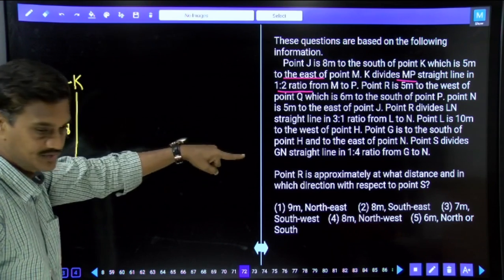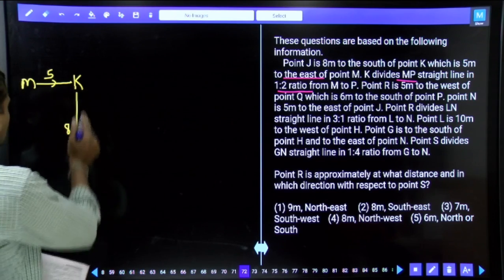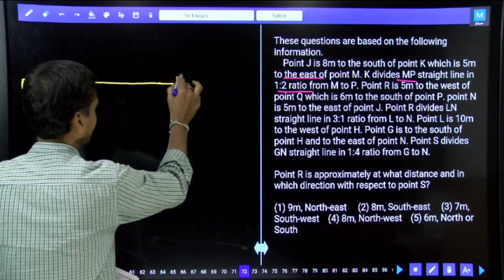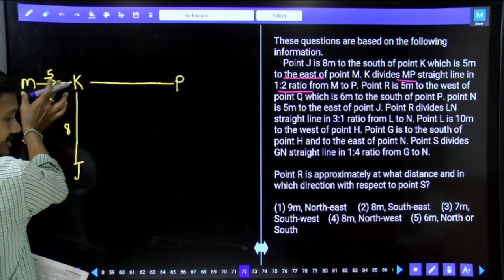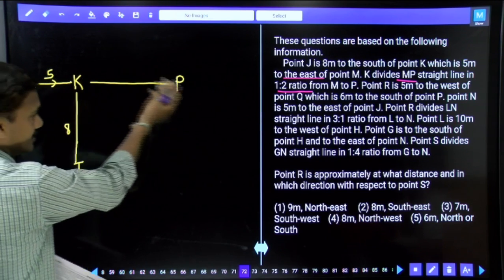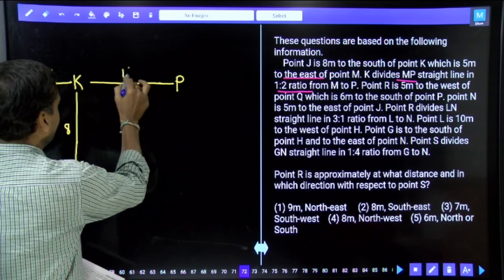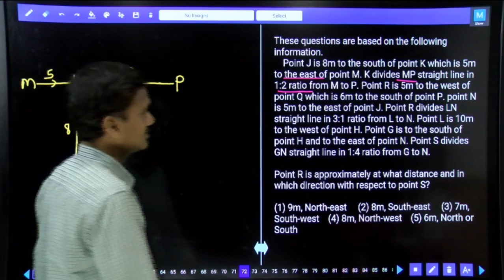And next one, K to P, it must be 2, isn't it? Then K to P, hence P will be somewhere here. And what is the distance between K and P? M to K is 1 part equals 5, so 2 parts will be equal to 2 into 5, and the distance between K and P is 10 meters. Are you following this one or not?